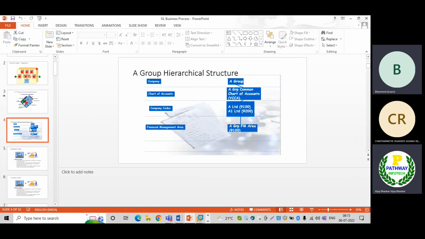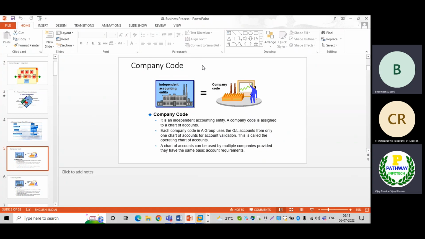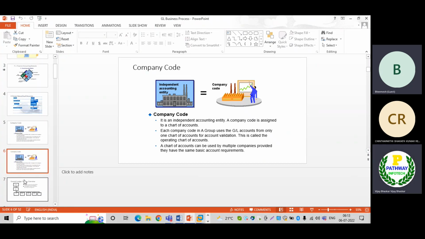Then this is the organization structure, we have already seen this. We already had a discussion on what is meant by the company. It's an independent accounting entity. A company code is assigned to the chart of accounts. What is the company code? About this we have already discussed. Then this appears two times, okay, fine, I will remove this.